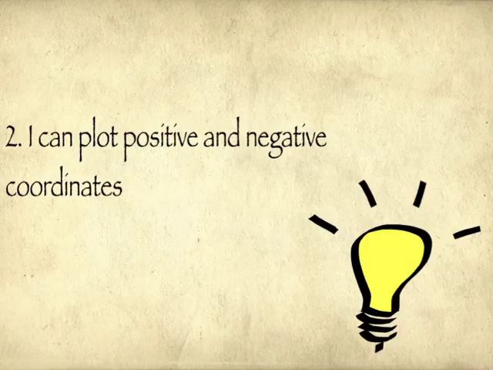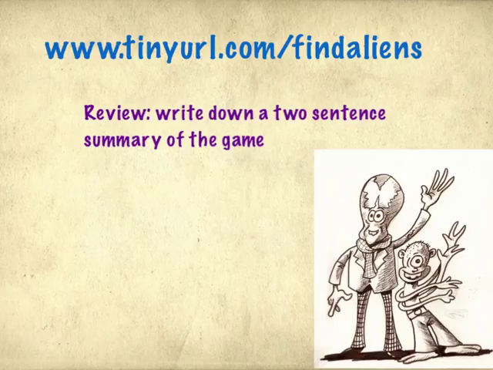And also, while we're talking about review, we're going to plot positive and negative coordinates. And I actually have a game for you to play for that. So you're going to go to www.tinyurl.com/findaliens. And your review for today is, I'd like you to play for at least 5 minutes, preferably 10. And as a review, write down a 2-sentence summary of what you did in the game. So I want to be able to look at your summary and see that you played the game, basically. It's kind of fun. You have to find aliens by plotting coordinates, so it should be pretty easy.